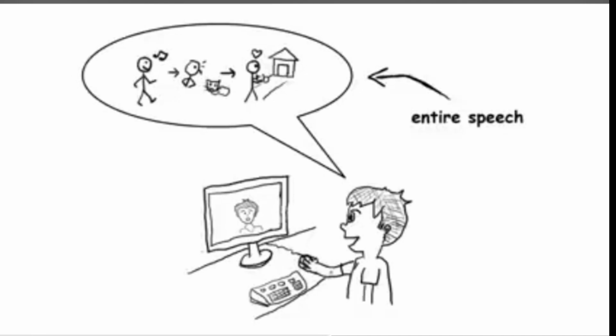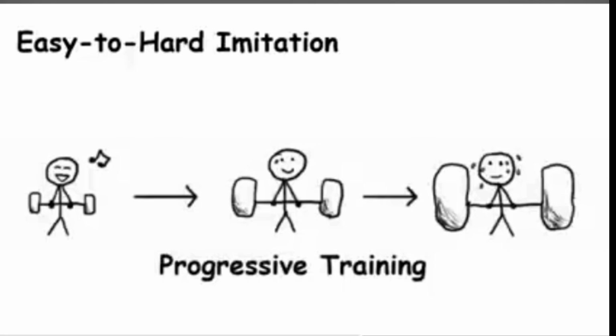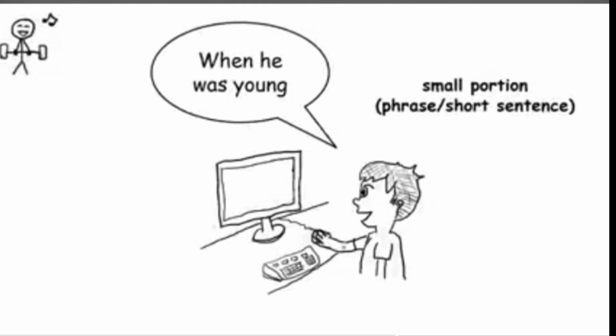Okay, but in the first go, if you are a beginner and you are not able to repeat or imitate an entire speech in your own words, you just start with short phrases, short sentences. Easy to hard imitation is a better way to progress, progressive learning. So as I told you earlier, in this technique you just start with short phrases, short sentences, a small portion of sentences.